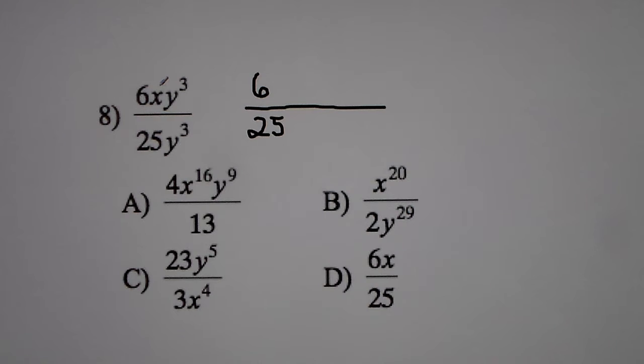Now we have x to the 1st. Nope, there's no x's on the bottom, so we just write x to the 1st on top. Y to the 3rd divided by y to the 3rd. Well, 3 minus 3 is 0. And y to the 0, just like I said before, anything to the power of 0 is just 1. So this would be like a times 1 if we wanted to write it. But since there's already something in the numerator and something in the denominator, we don't need to worry about those ones, because anything times 1 is just itself. So that's why we got 6x divided by 25, which is going to be D in this one.